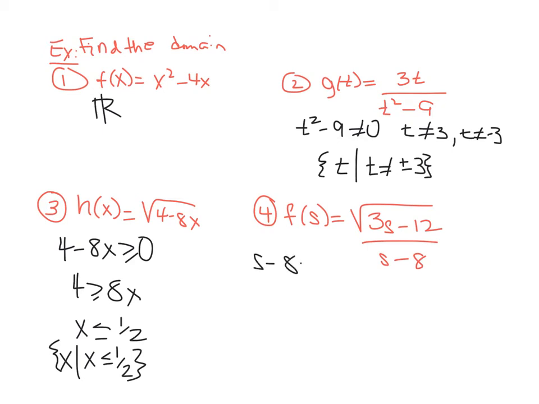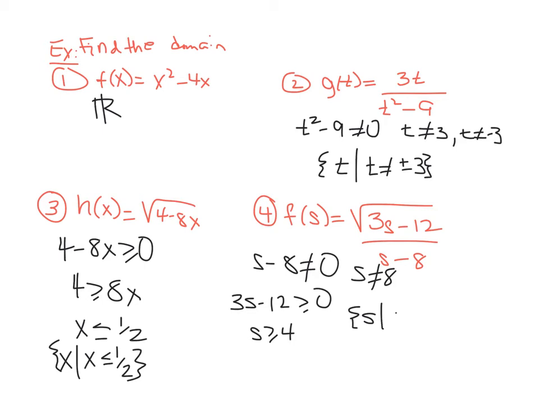I'm going to start by setting the denominator to be not equal to 0. I know that s can't be equal to 8. And then the radicand I know needs to be 0 or greater. So if I solve that out, I get that x is greater than or equal to 4, or s, sorry. So my domain is the set of all s such that s is greater than or equal to 4, and s is not equal to 8.